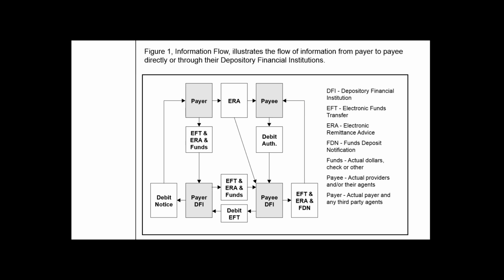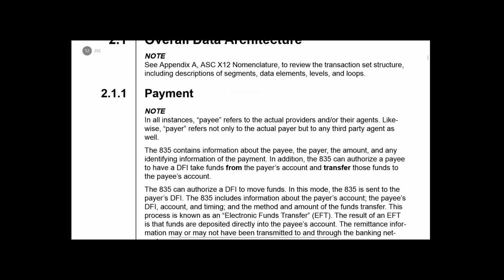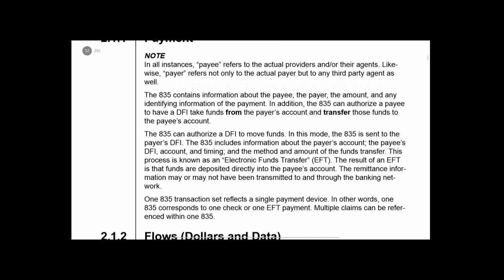EFT is electronic fund transfer. ERA is simply your remittance advice. And the funds are how much is the money, whether you are going to send a check or how that is going to be done. So when the payer is sending out the information, all this information needs to be available.